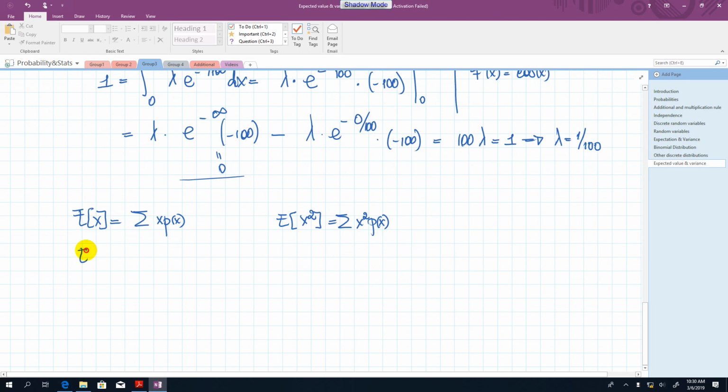So the expected value in the continuous case is the integration of x times f of x. And the expected value of x squared, for example, will be the integration of x squared times f of x. Okay, so very much the same thing, right? We're just taking into account that the integration is the same as the summation, but in a continuous case. Okay.